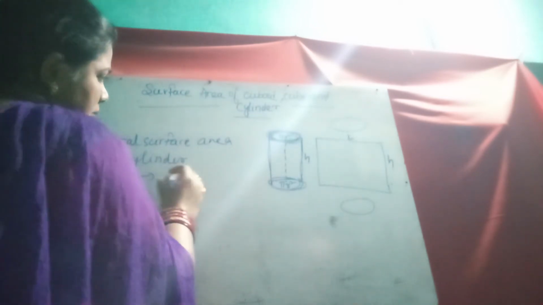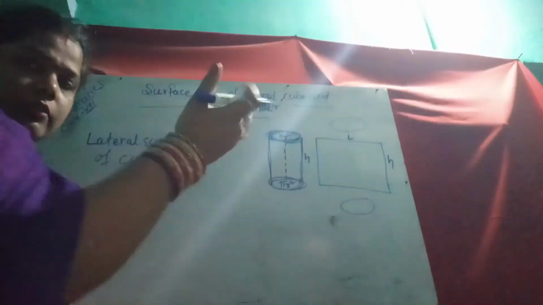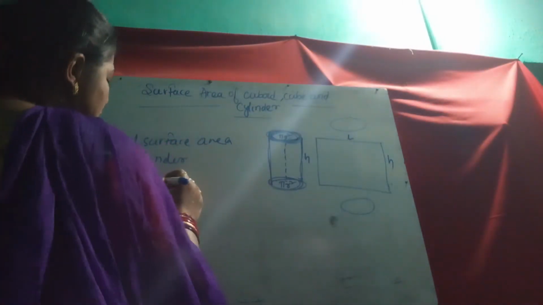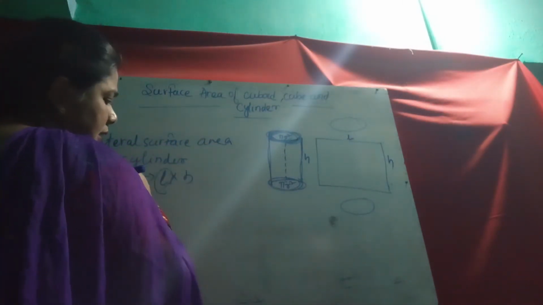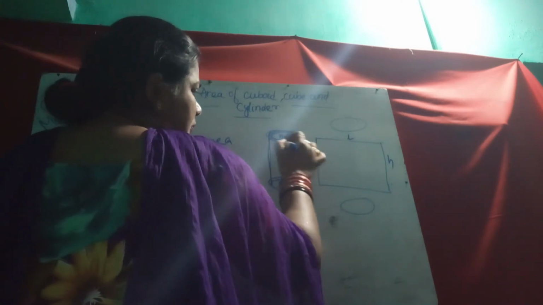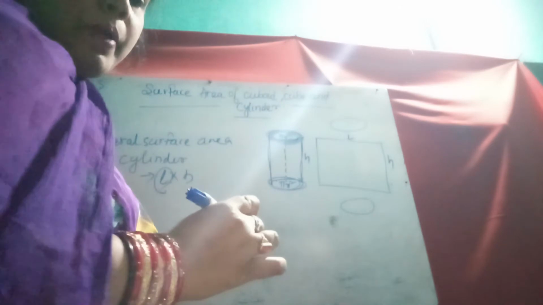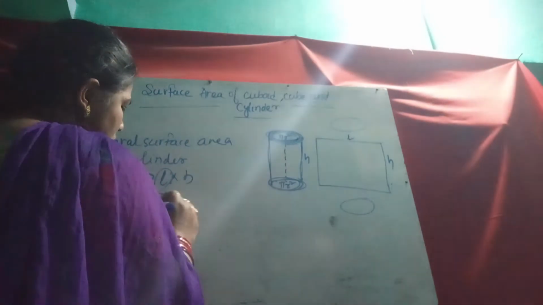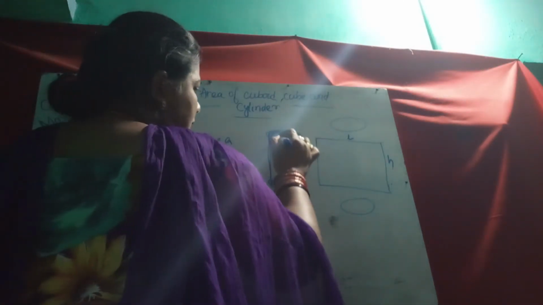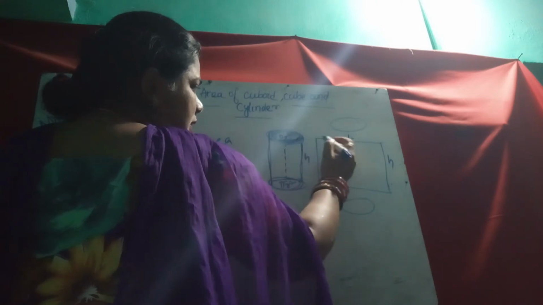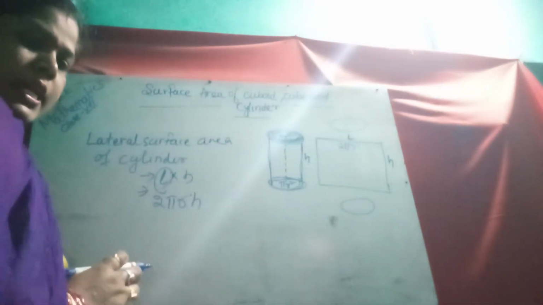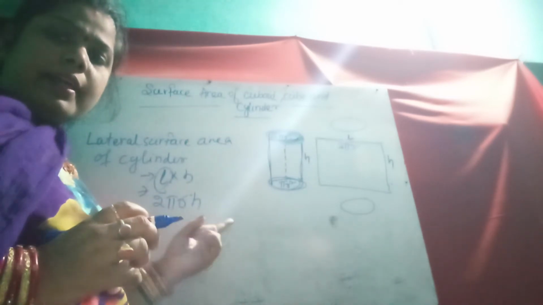Lateral surface area of a cylinder means, suppose this much, you just leave up and below, then it is just length into breadth, so length into height. But here length is the perimeter. Length is 2 pi r, because it is the perimeter of the circle. So 2 pi r h. The lateral surface area formula is 2 pi r h.